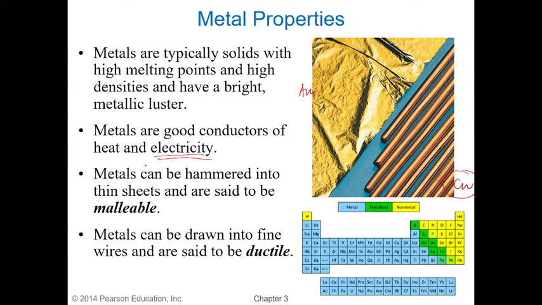If a metal can be hammered into thin sheets, it is said to be malleable. For example, gold. We see blocks of gold, and we can hammer it so it can form thin sheets. But if a metal can be drawn into fine wire, like copper, which we can make into wiring, we call it ductile. So your copper is ductile. Okay? So that is for the properties of metals.